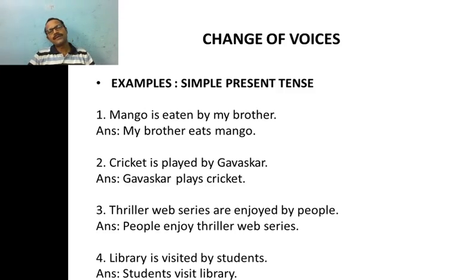And now the object of the active is obviously the subject of passive. So mango, which is the subject of the passive voice sentence, has become the object of active. So my brother eats mango. You cannot write my brother eat mango. Why can we not write eat? Because our subject, my brother, is the third person singular subject. So in simple present tense, it's mandatory that we use s or es with the verb when the subject is a third person singular. Right?